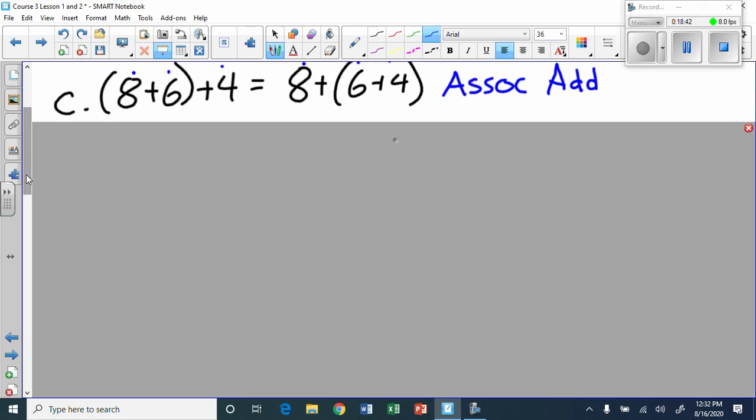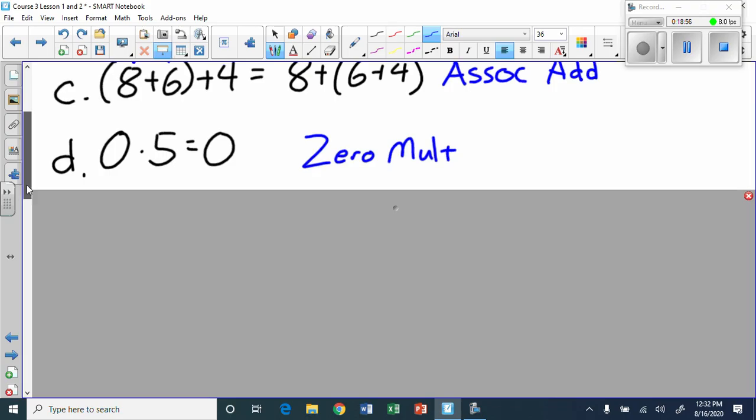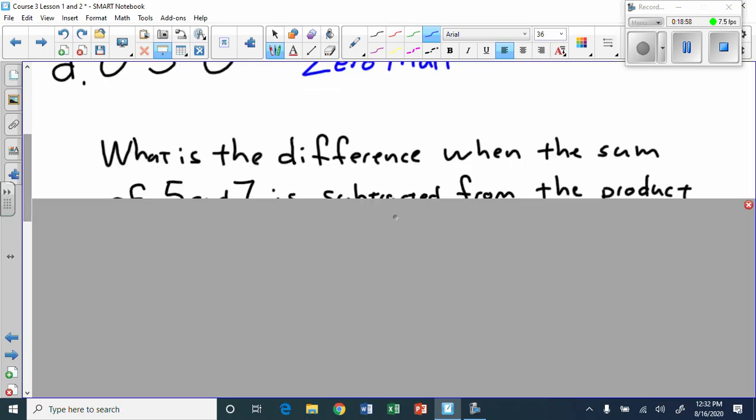Associative property of addition. And then finally, 0 times 5 equals 0. A lot of times we want to call it identity property, but this is the 0 property of multiplication. Please use those abbreviations as you do this work, and I'll be okay with that.